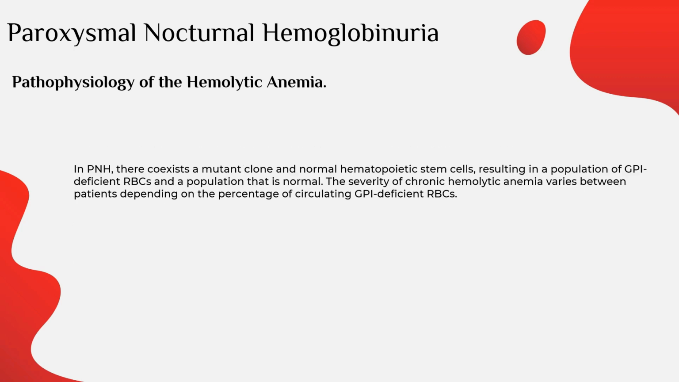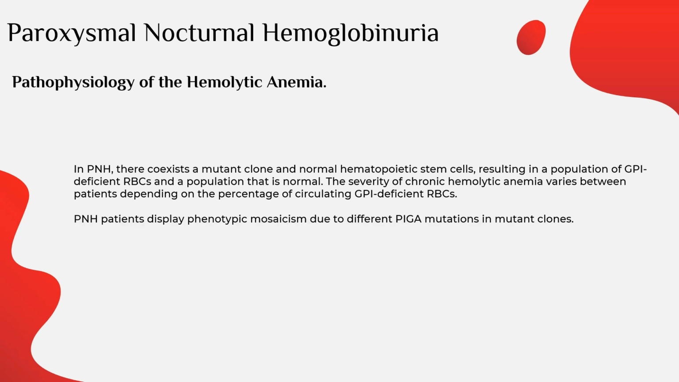In PNH, there coexists a mutant clone and normal hematopoietic stem cells, resulting in a population of GPI-deficient RBCs and a population that is normal. The severity of chronic hemolytic anemia varies between patients depending on the percentage of circulating GPI-deficient RBCs. PNH patients display phenotypic mosaicism due to different PIGA mutations in mutant clones.